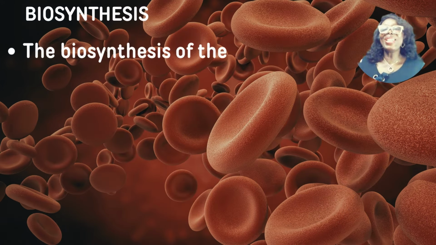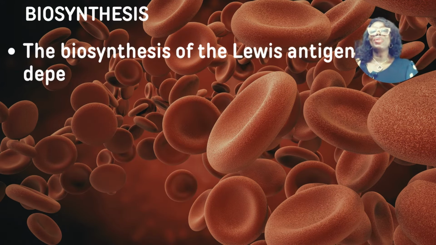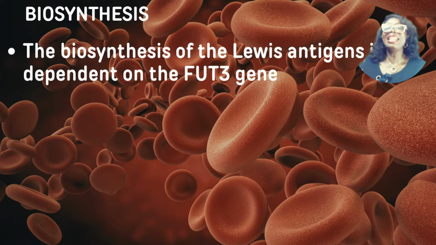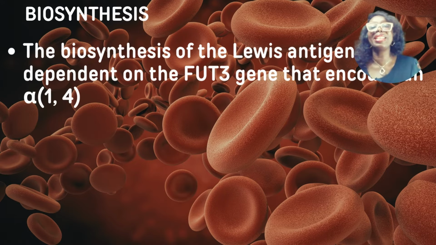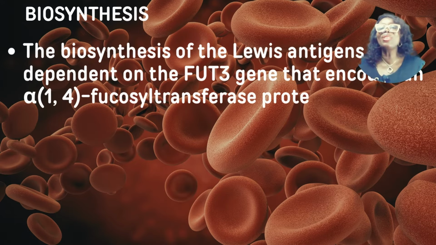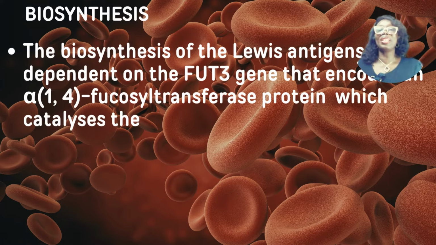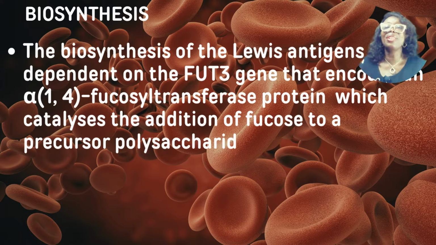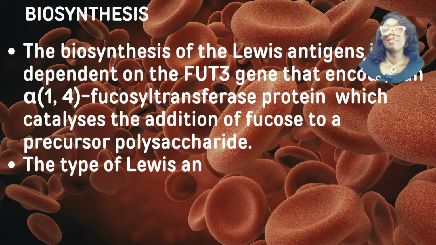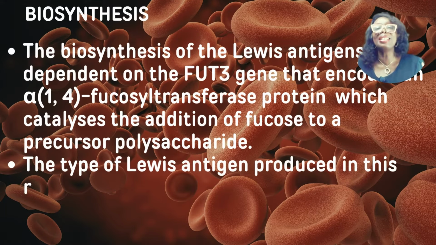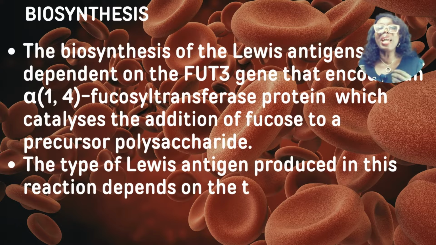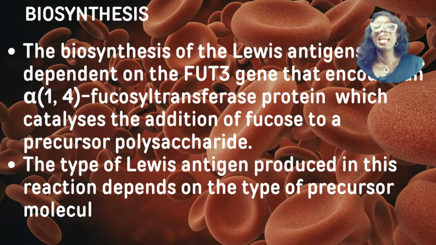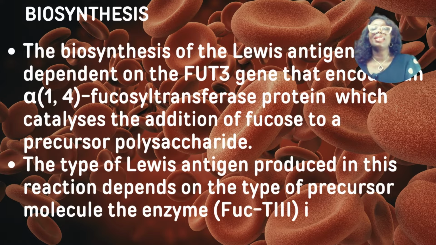So what we are trying to say is that the biosynthesis of Lewis antigen is dependent on the FUT3 gene that encodes the alpha 1,4 fucosyltransferase protein, which catalyzes the addition of a fucose to a precursor polysaccharide. The type of Lewis antigen produced in this reaction depends on the type of precursor molecule the enzyme interacts with.